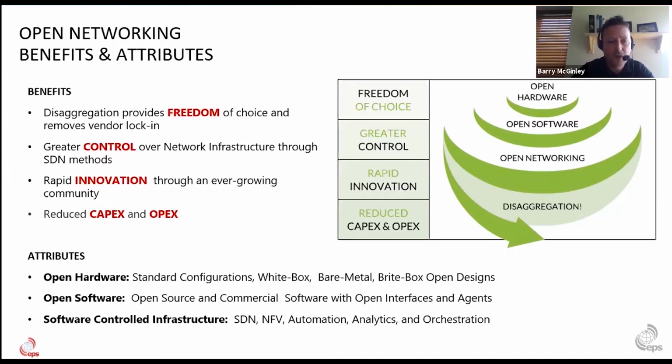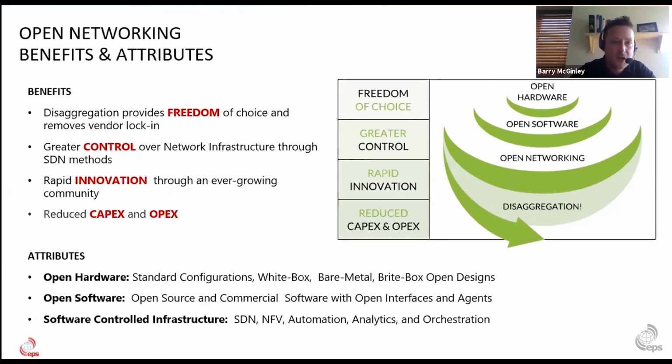We have our open software. So we have open source and we have commercial. Pluribus would be a commercial software offering. And then we have software-controlled infrastructure: SDN, network function virtualization, automation, analytics, and so on. And that's more about what we're going to talk about today when we look at the adaptive cloud fabric.